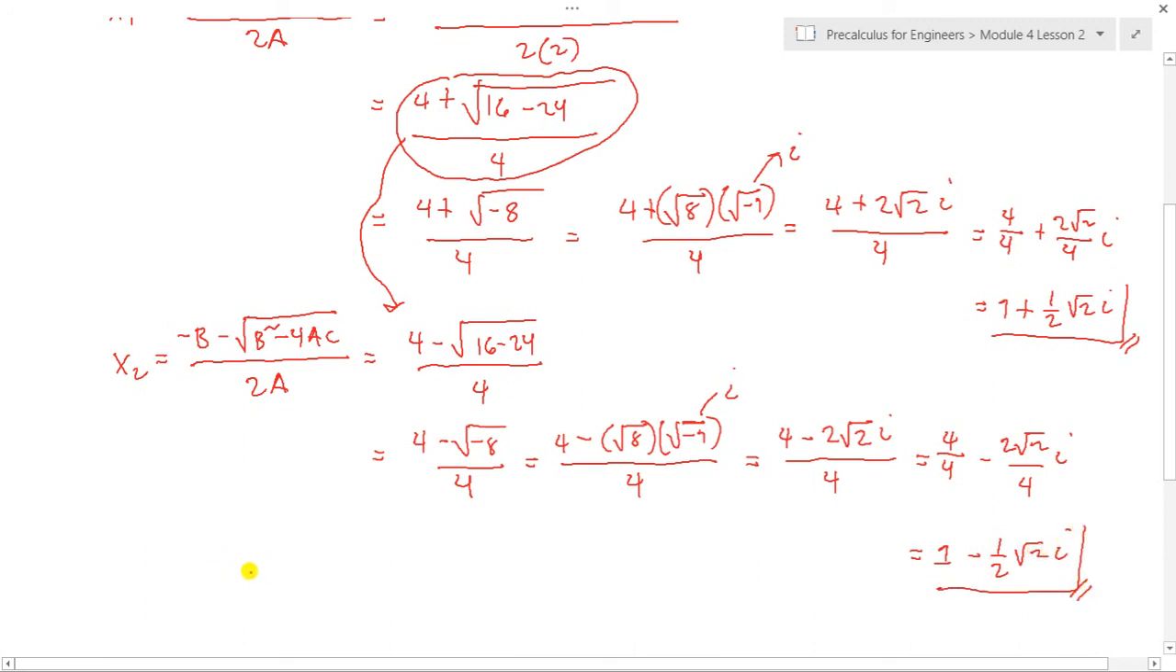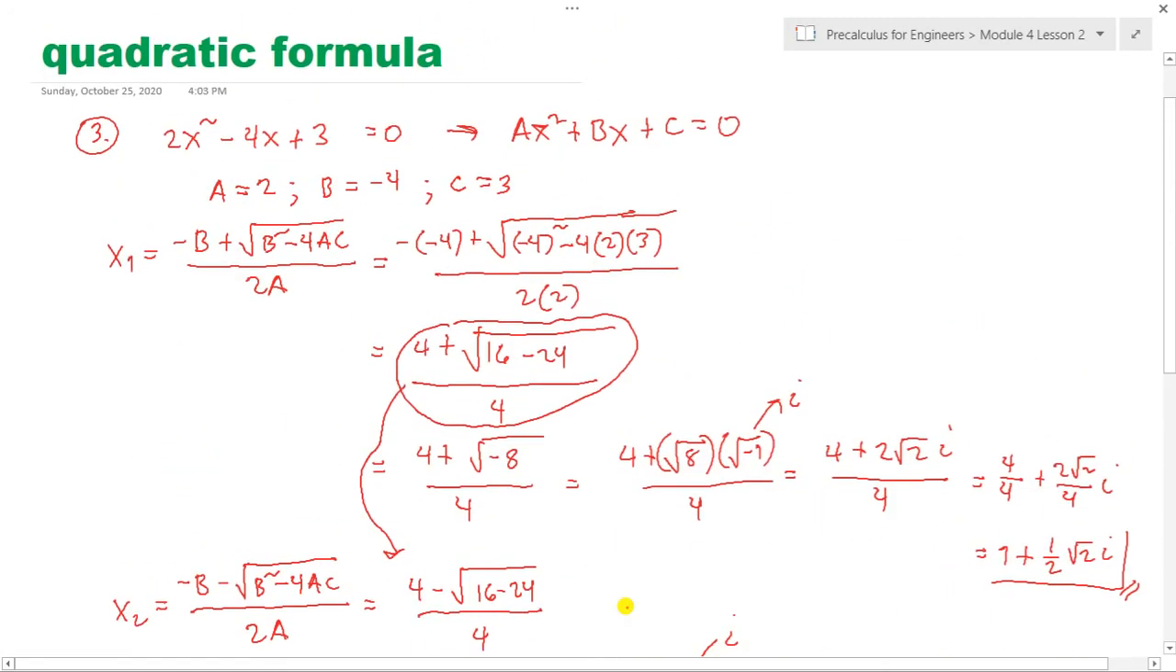So our solutions to our quadratic equation are complex numbers. They are the set of complex numbers 1 minus 1/2 square root of 2i, and 1 plus 1/2 square root of 2i. So therefore these are our solutions or roots of our quadratic equation using the quadratic formula.